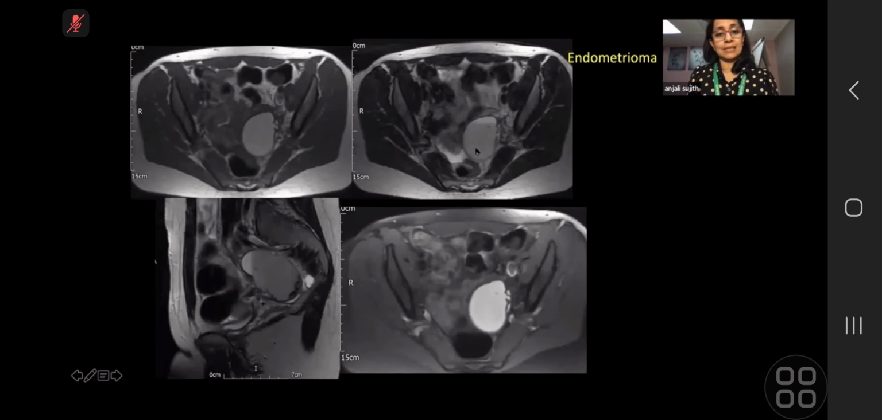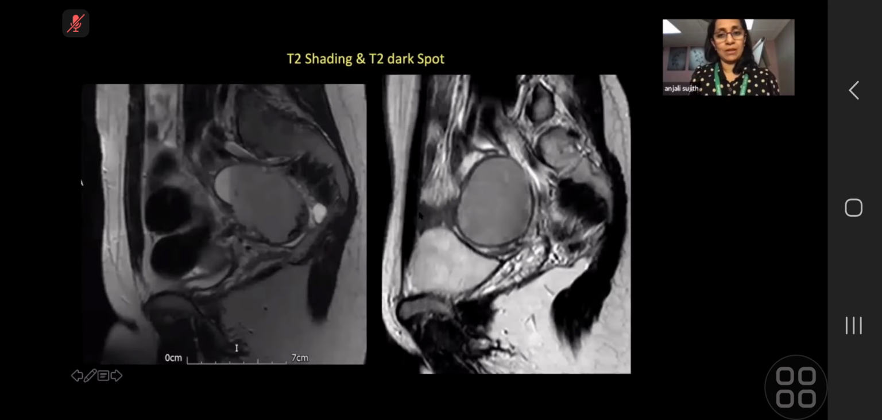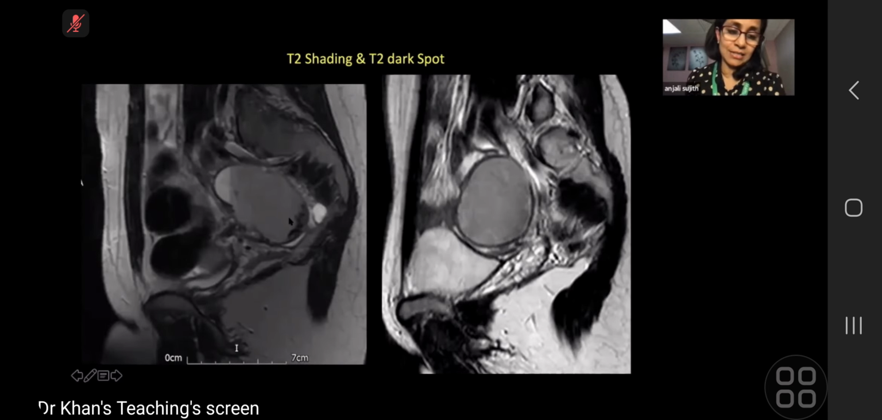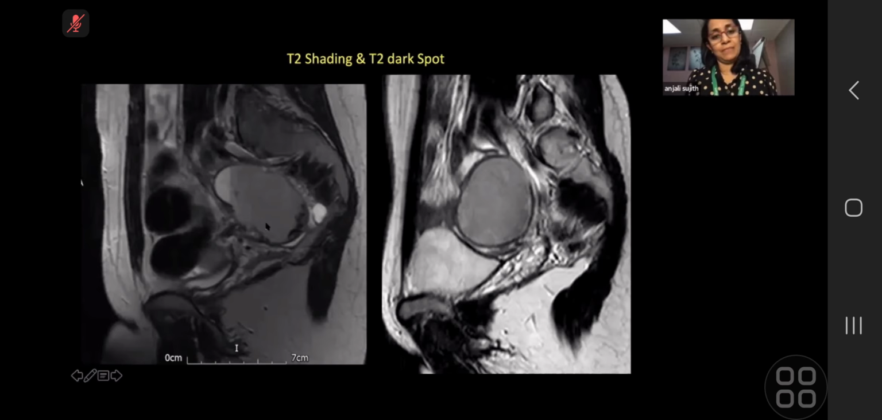And these features all fit with an endometrioma. So what do you mean by T2 shading? T2 shading is the inherent low signal, or reduction in signal, on T2 weighted images within the endometrioma when you compare it with T1. So on T1, if it is bright signal and on T2 it is low or intermediate signal, then that appearance is called T2 shading.